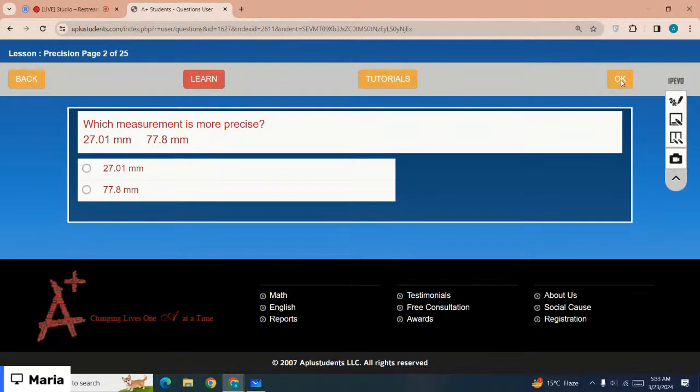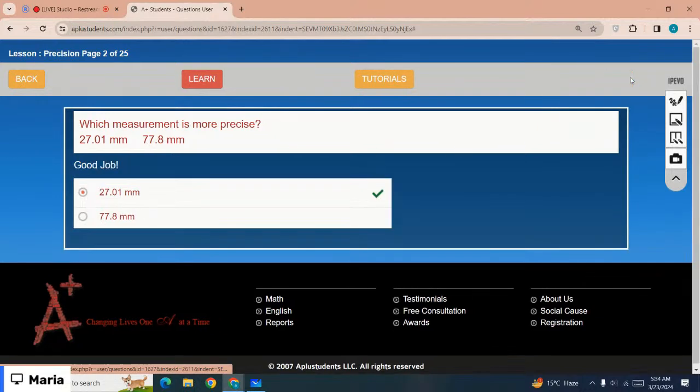The next one is which measurement is more precise, 27.01 mm or 77.8 millimeters? So which is the correct option? The correct option is 27.01 millimeters. Option number one is the correct option, right?